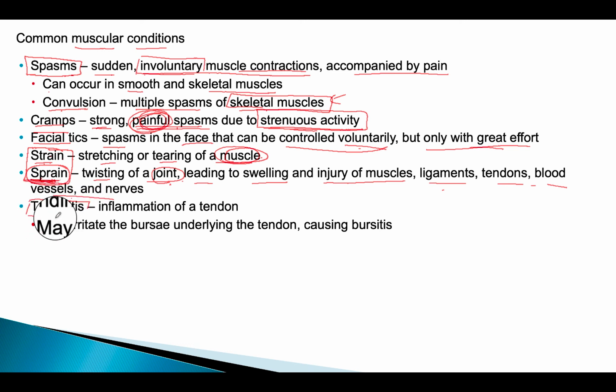Tendinitis. So once again, anything that ends in itis is some form of inflammation. And when you say tendinitis, this is inflammation of the tendon. Not good as well, because it may irritate the bursa underlying the tendon, causing another form of inflammation, which is your bursitis, inflamed bursa. All right, so those are some common muscular conditions.